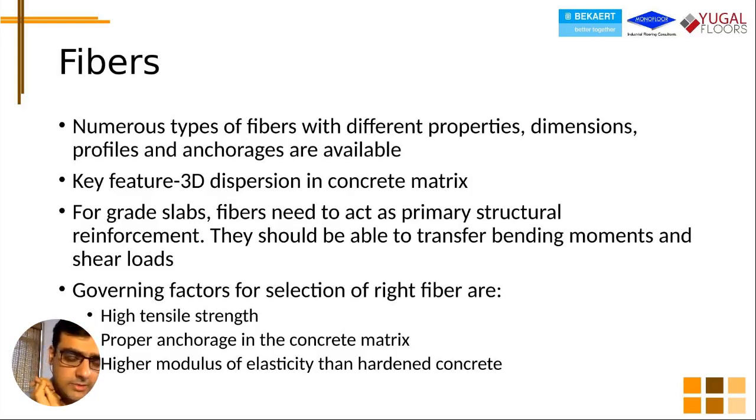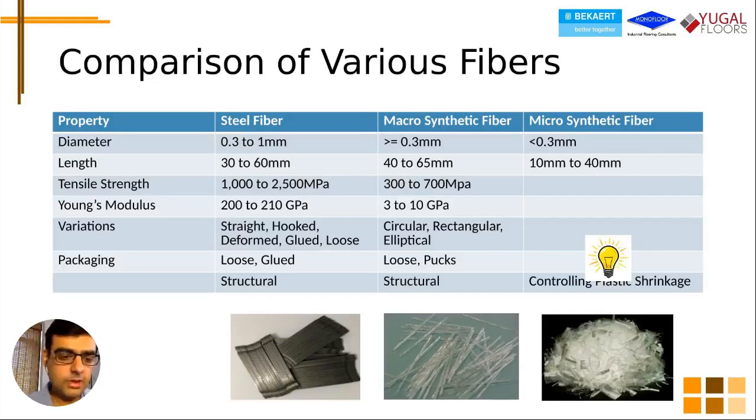it should have a high tensile strength. It should have proper anchorage in the concrete mix. When I say anchorage, I mean it should be able to bridge two aggregates. And most important, your steel fiber or your synthetic fiber should have a higher modulus of elasticity than hardened concrete. If this is not the case, it's not going to do anything sitting there. And the biggest advantage of steel fiber is that it is dispersed in a three-dimensional manner in the concrete, so it takes care of your top, center, bottom, and helps in better stress distribution.